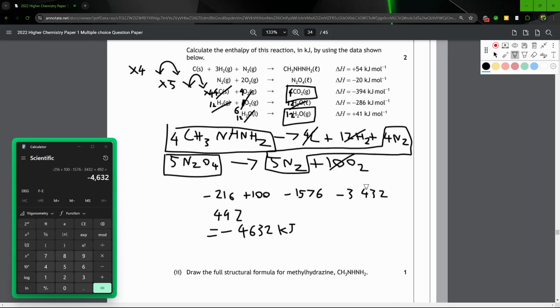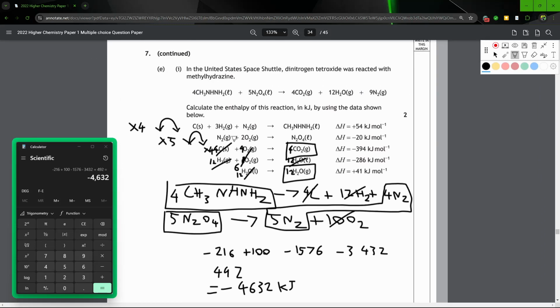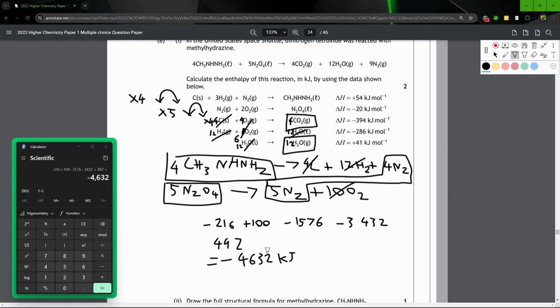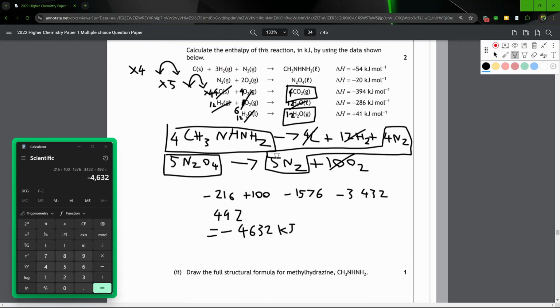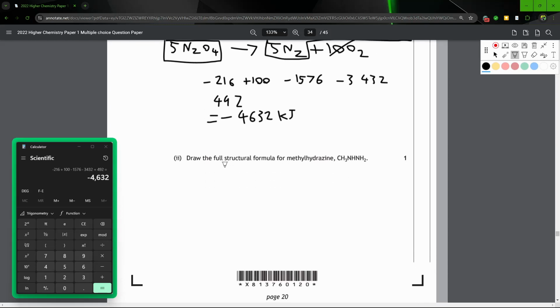Oh, that was horrific. I'm really sorry, folks, but basically what you do is you want to get all these and make sure they're all cancelled, and then eventually you'll get the correct answer. But yeah, that was really difficult. They shouldn't give you something this difficult. But anyway, draw the full structural formula for methyl hydrazine.